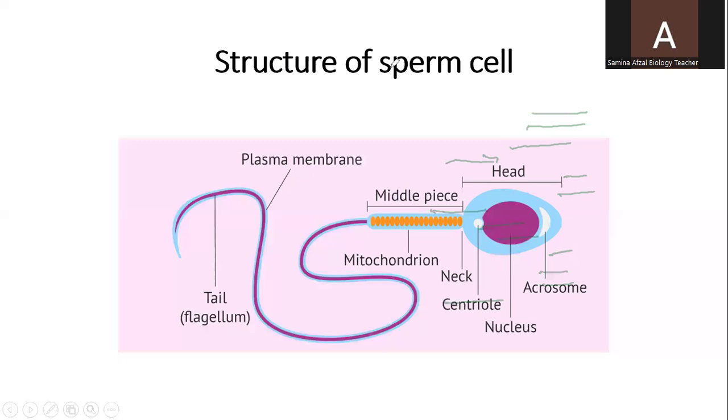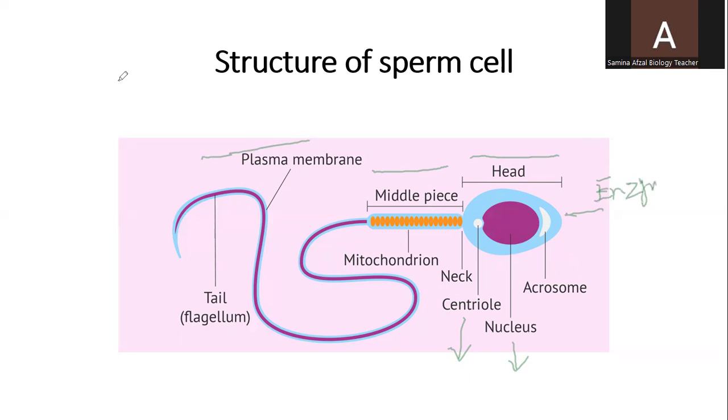Now we will discuss the male gamete or the structure of the sperm cell. It has three parts: the head, the middle piece, and the tail. The head has a large nucleus to control the activity, a centriole, which is helpful at the time of cell division, and the acrosome, which contains many enzymes that help the sperm to enter into the egg at the time of fertilization.